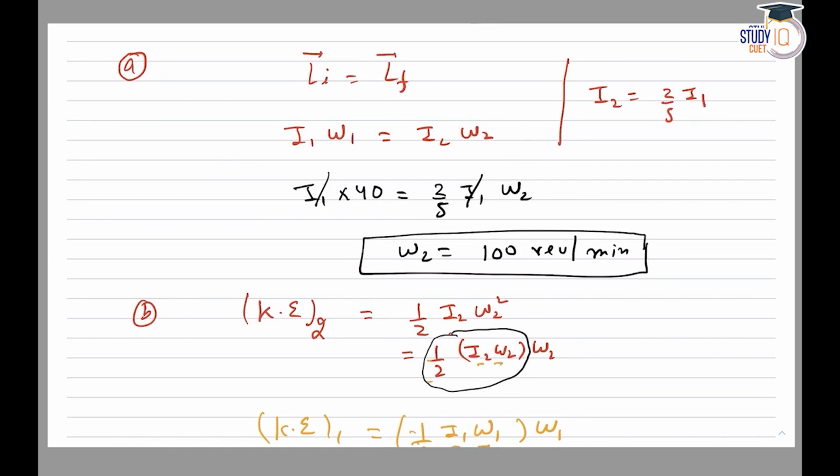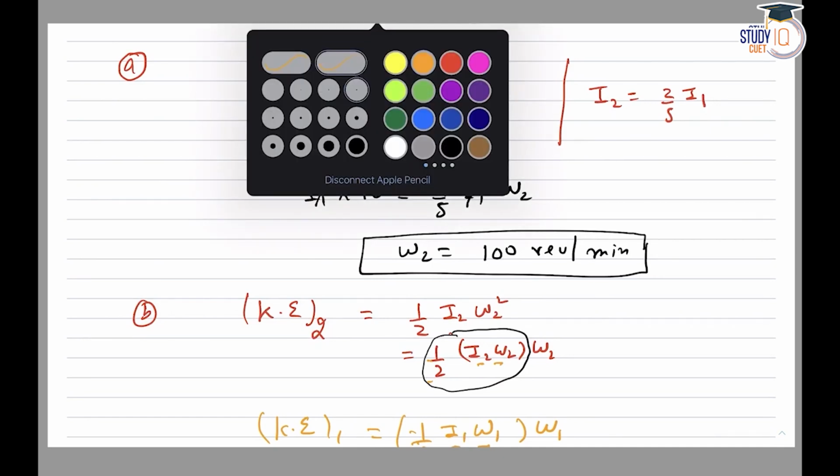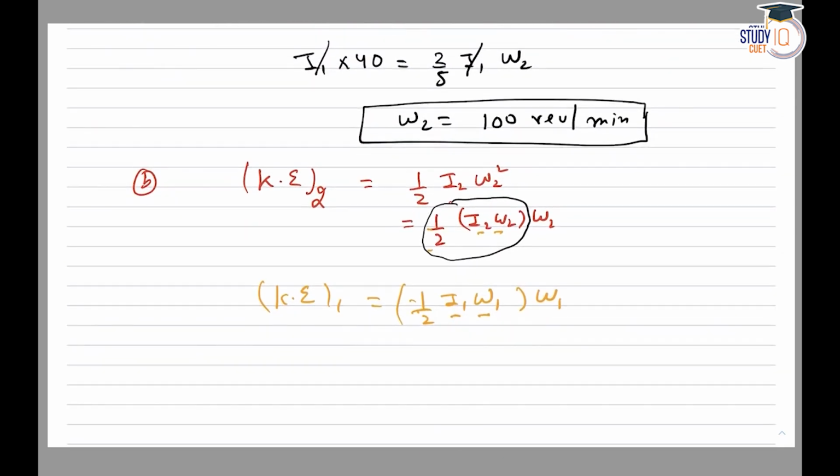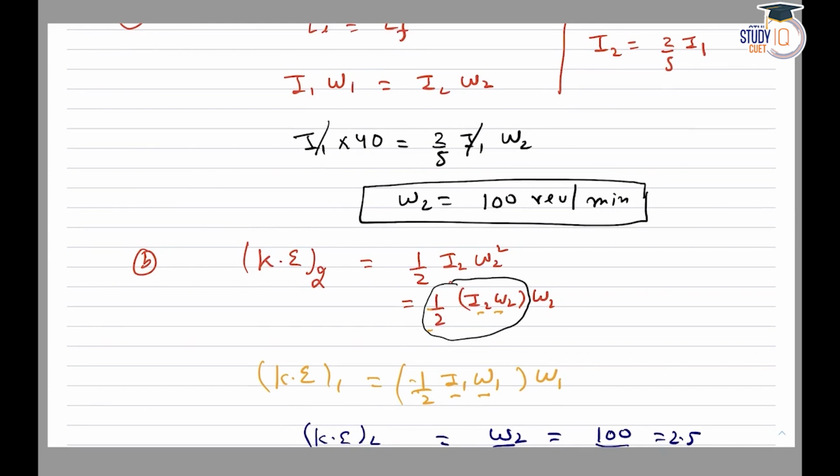So if we take the ratio, kinetic energy 2 upon kinetic energy 1 can be written as omega 2 by omega 1. The value of omega 2 by omega 1 is 100 upon 40, which comes out to be 2.5. So the final kinetic energy is greater than the initial kinetic energy. Now, why is this final kinetic energy increased? The final kinetic energy is increased at the expense of the internal force work done by the body.